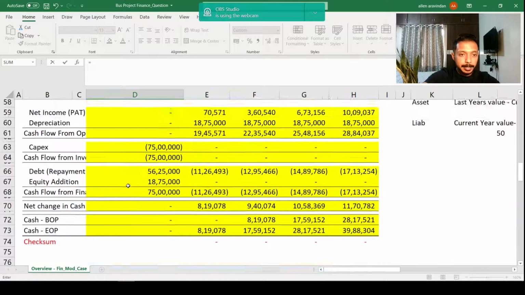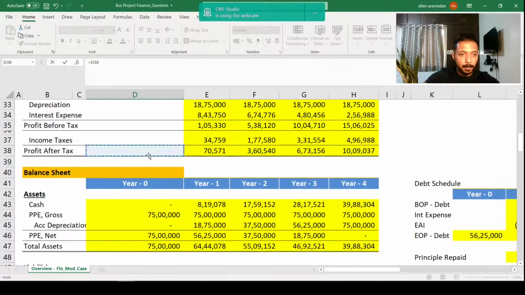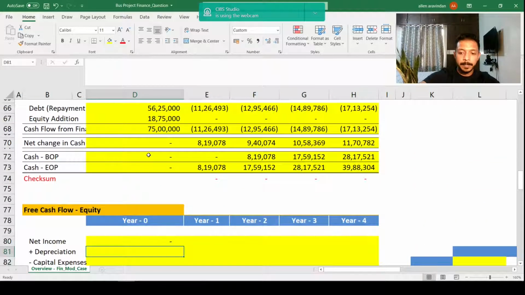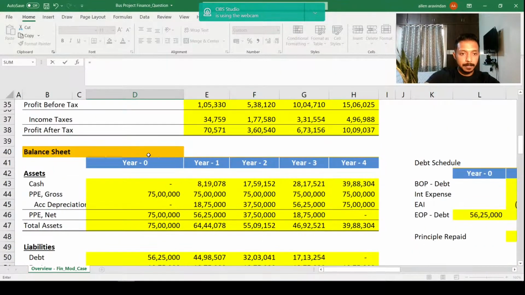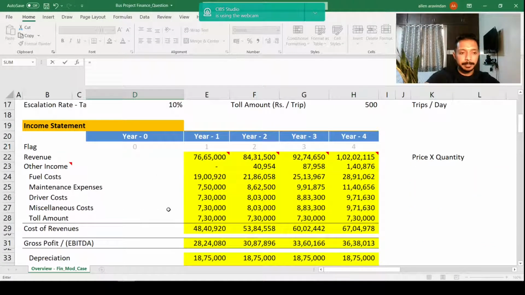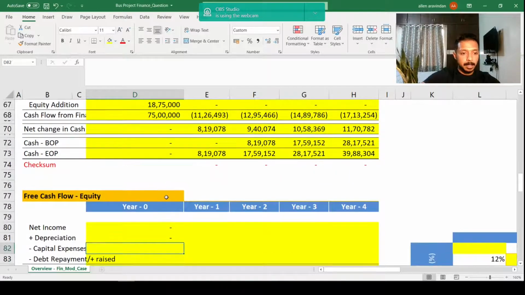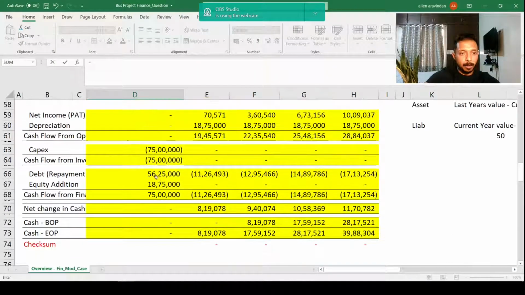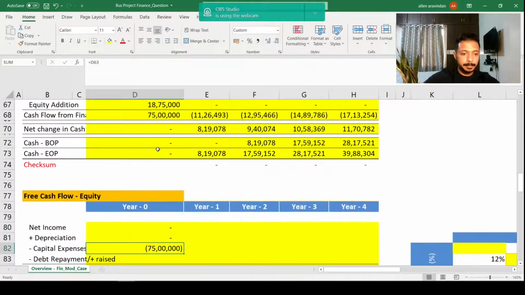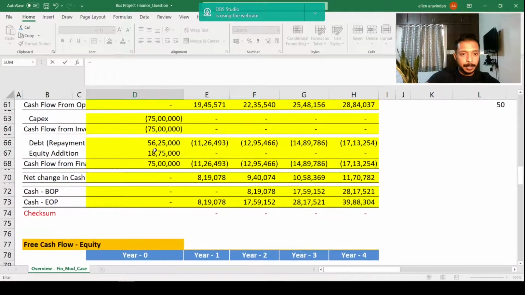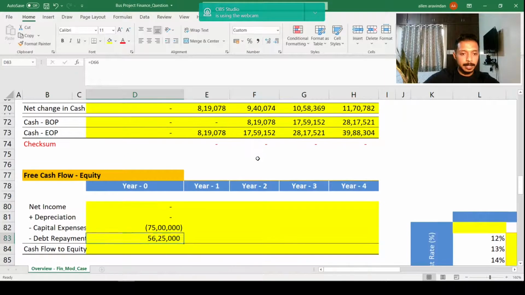So net income, let's link the net income from the profit and loss account. Let's link the depreciation from the income statement. There you go. Capital expenses, you can take it from the cash flow statement. And the debt raised, you can take it from the cash flow statement itself, right? So that gives you a positive value.